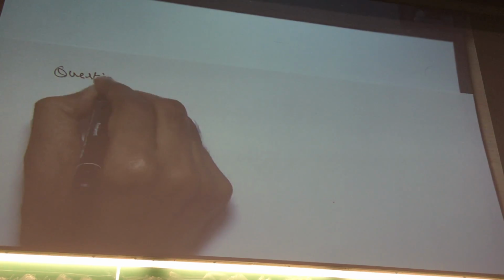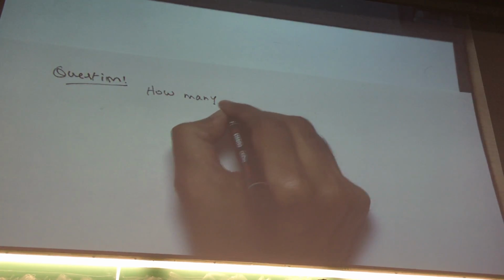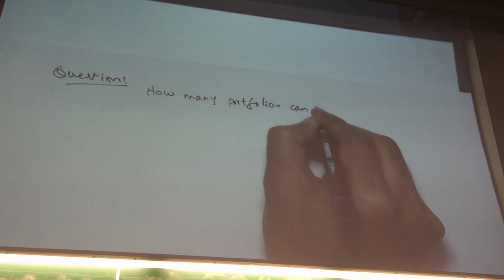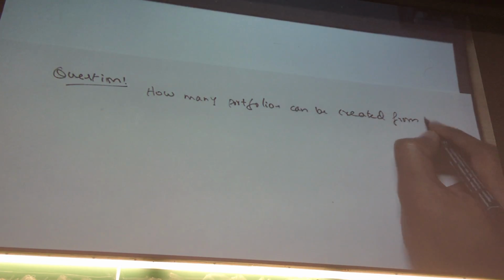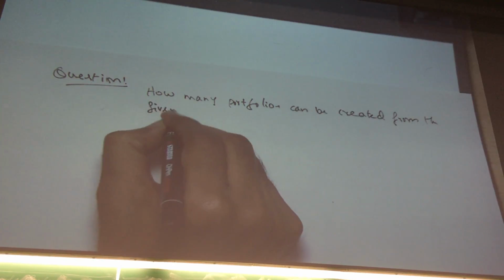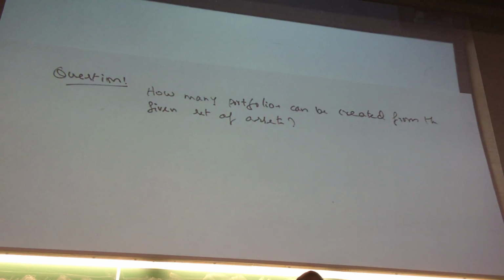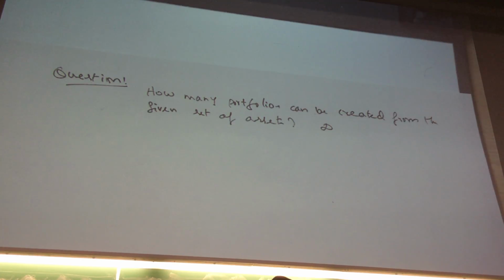The question that we are going to answer in the next 1 hour is the following. How many portfolios can be created from the given set of assets? Well, the answer is ridiculously simple. Anybody can say that it is infinite. Okay?